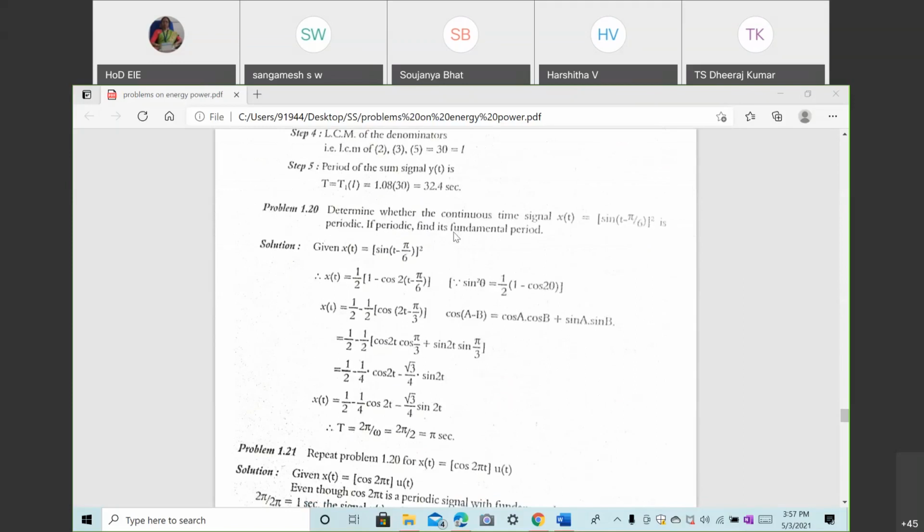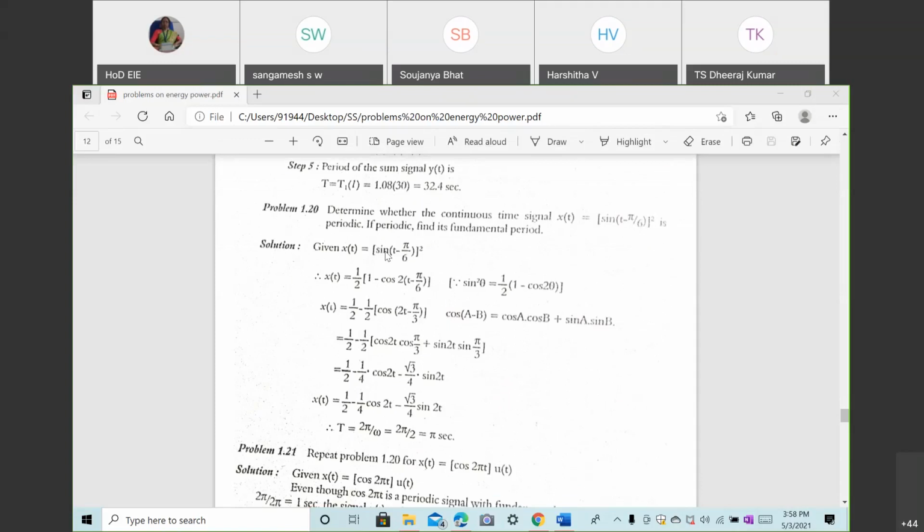Okay, next we'll see this: determine whether the continuous time signal x of t equal to sin squared of t minus pi by 6 is periodic. If periodic, find its fundamental period. Different types of problems are there, and sometimes they will give equations, sometimes waveforms. Here x of t is given.